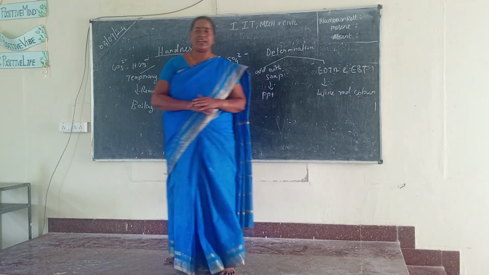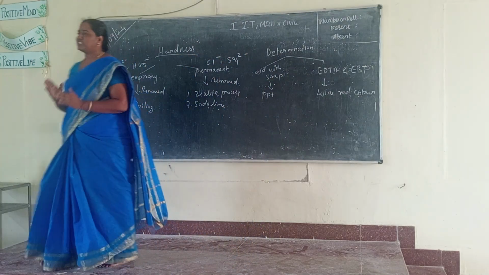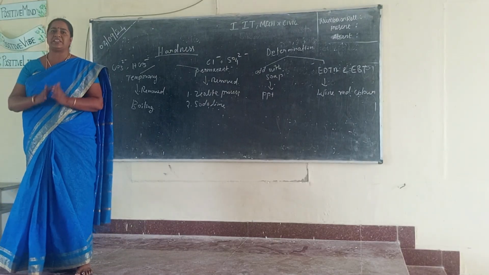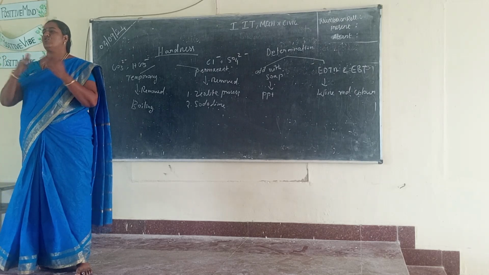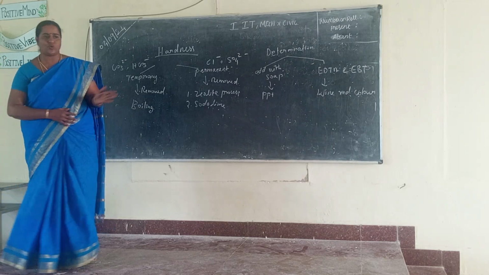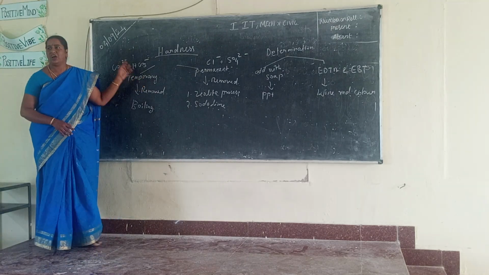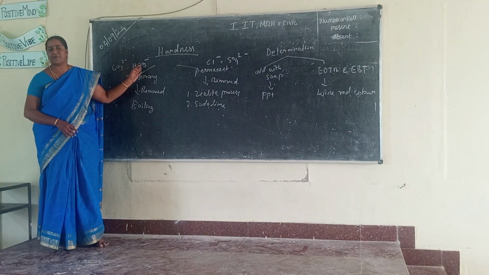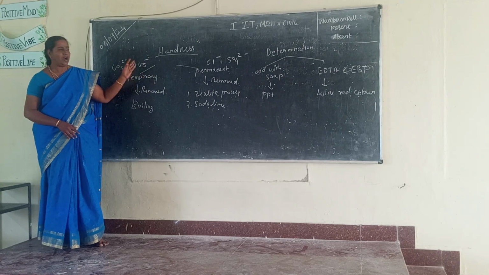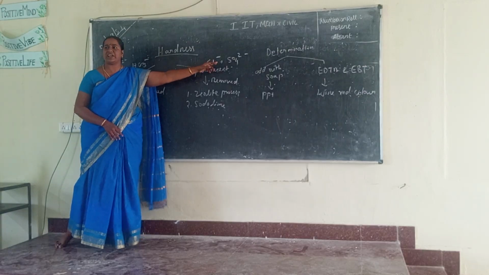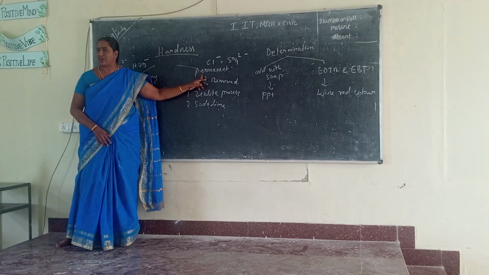That's it. Okay, what is hardness? Excess amounts of minerals present in the water are responsible for hardness. There are two main kinds of hardness. First one, temporary hardness. All the carbonate and bicarbonate ions are responsible for temporary hardness. All the chloride and sulfate ions are responsible for permanent hardness.